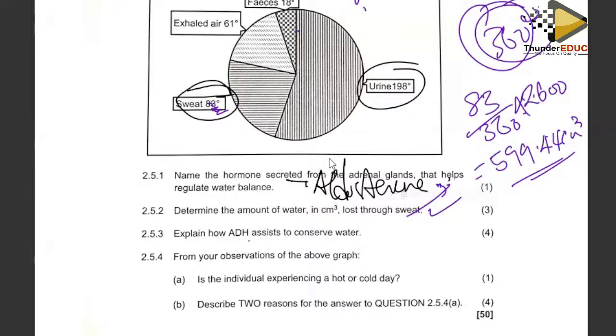From the observation above, is the individual experiencing a hot or cold day? We have too much urine, less sweat. If it was a hot day, it would have been too much sweat, less urine. You know that in winter we urinate much more than we sweat. So the answer here becomes cold day. I will go with cold day.